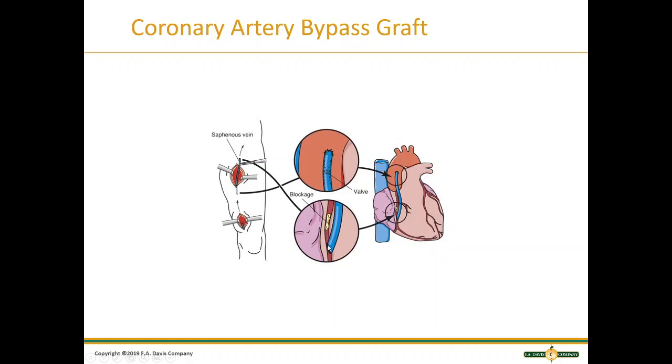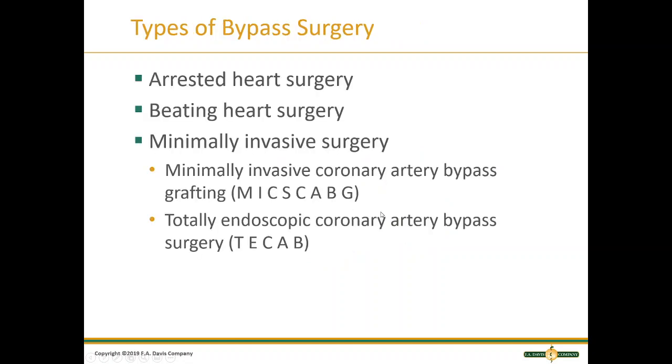So they attach the vein here, and then on the other side, and they will get blood flow happening to the rest of the heart as needed. These are the different types of bypass surgery that can be done.